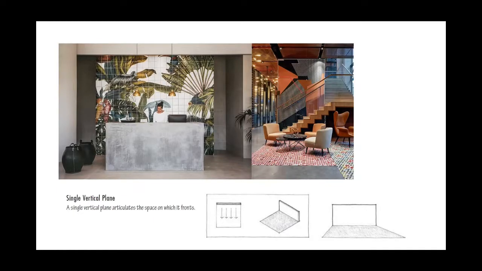Okay. So one example is your single vertical plane. It is a plane that articulates the space on which it fronts. This is very visible in hotel lobbies or anywhere you want to separate or create a section of the space. For this one, you're creating a visual accent with your vertical plane. Therefore, it draws your eye, and it accentuates the space or the lobby.